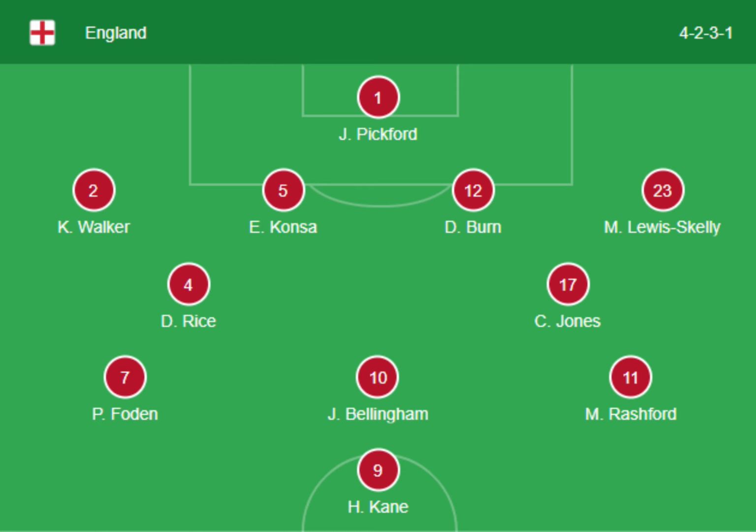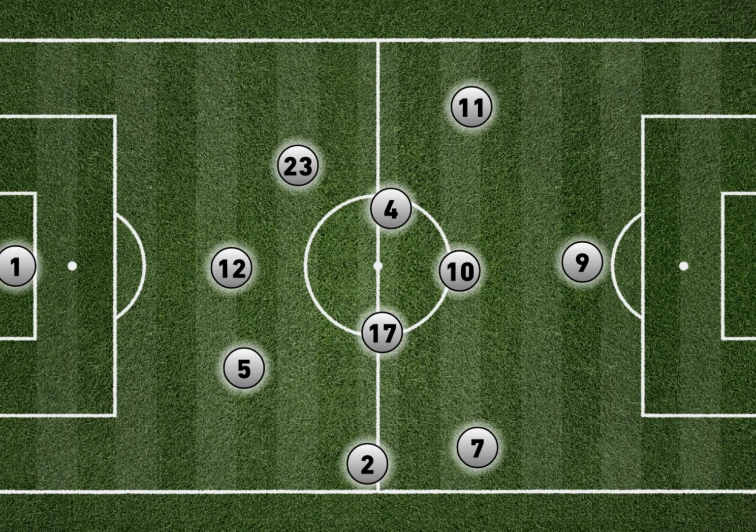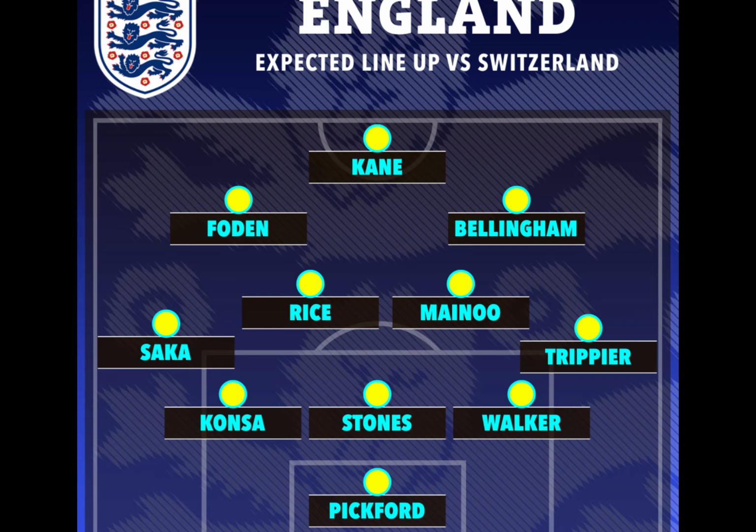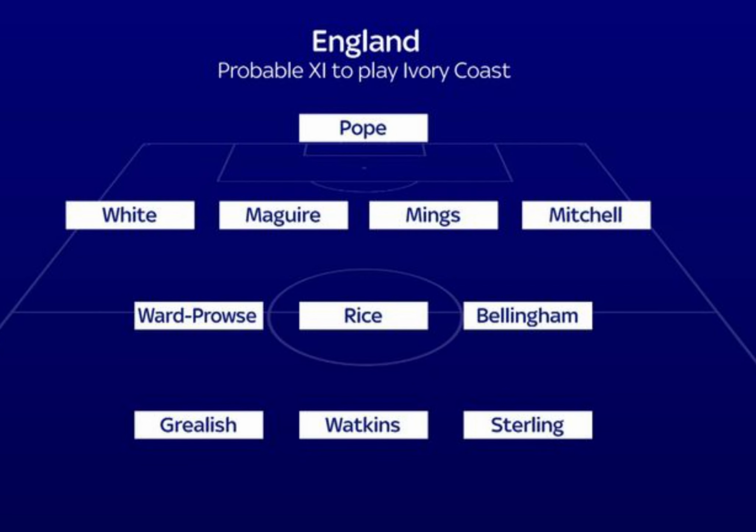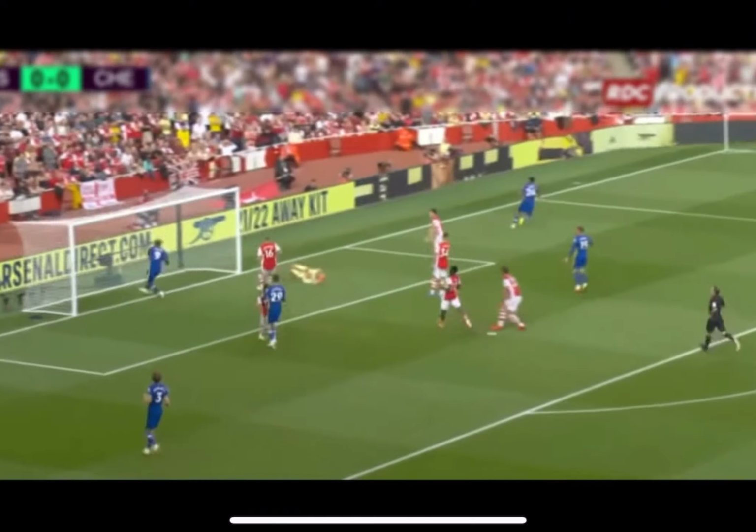Whilst Thomas Tuchel used a 4-2-3-1 formation against Albania, I expect England to be flexible with this formation and change this according to their opponents. Thomas Tuchel is known for his tactical flexibility and his ability to adapt his formations and strategies depending on the opponent and situation, as demonstrated numerous times at Chelsea.